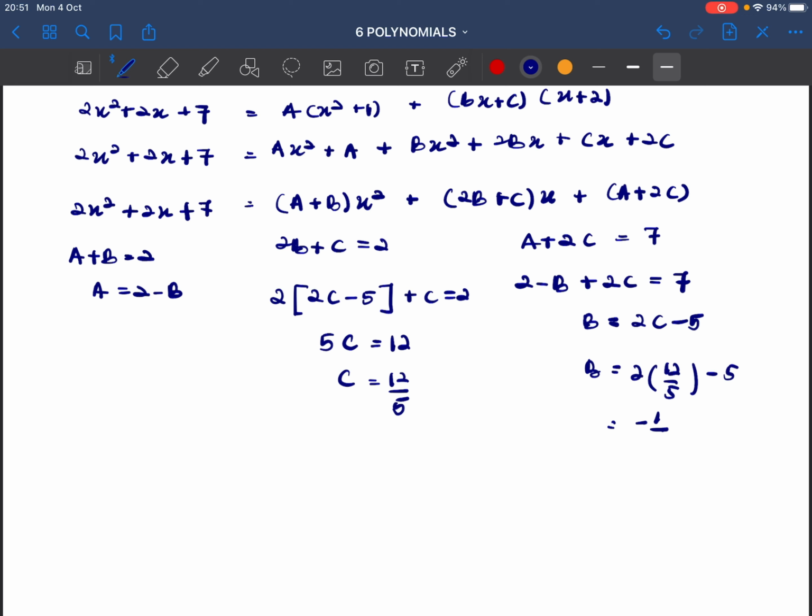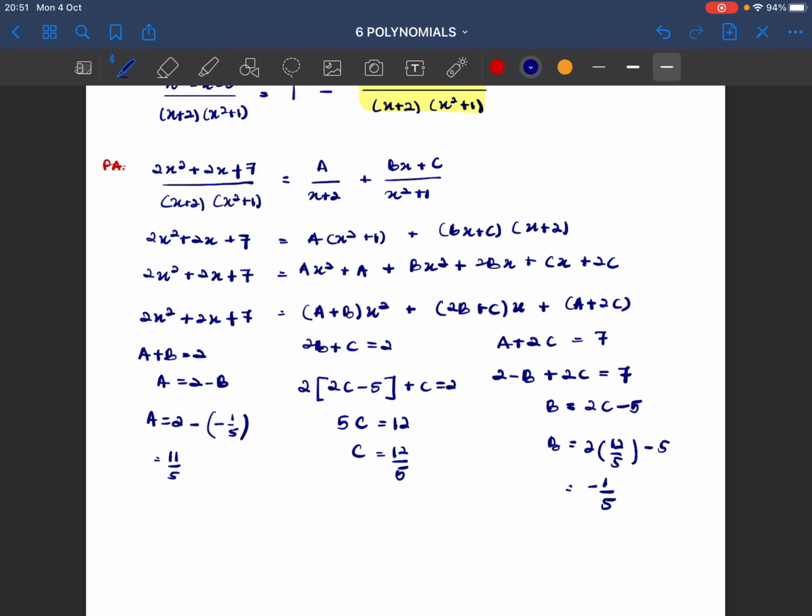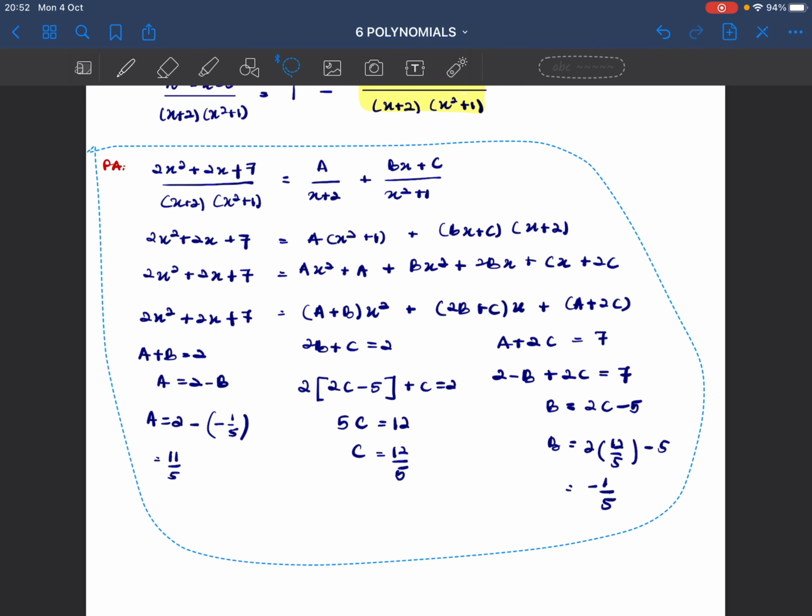Negative 1 over 5. And then our a is equal to 2 minus negative 1 over 5, which is 11 over 5. Okay, so it doesn't matter what method you use to find your a, b, c. In fact, the first thing you can do is substitute the factor x equals negative 2, or you can substitute any value like 0, 1, 2, 3, that's okay too. It depends on whichever way is easiest. Okay, alright, let me make this one a bit smaller.